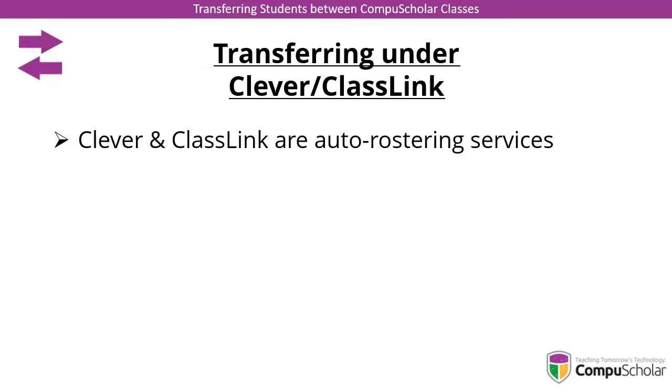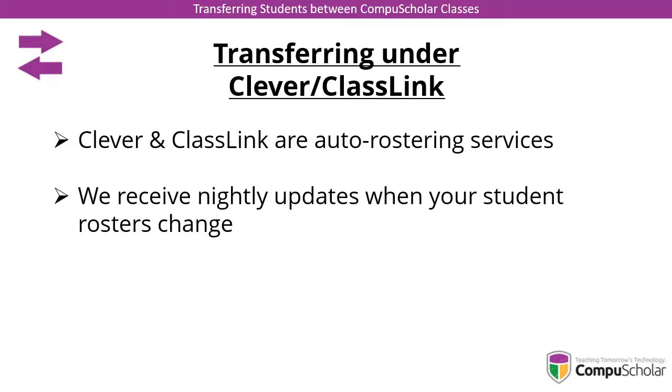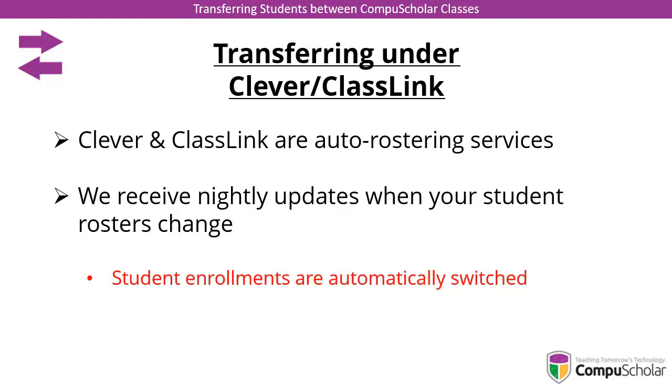Now, some of you are using Clever or ClassLink for auto-rostering. This means that you're a Clever or a ClassLink district, and we will receive nightly updates when your student rosters change. So in your student information system, when a student moves from period A to period B, that information will be percolated to us on a nightly basis. And then the magic of the integration is that those student enrollments are automatically switched over. So again, there's nothing you need to do here. There's nothing we need to do manually. It should all happen automatically: the students will transfer between classes when those updates are made in your SIS. So again, this scenario is actually pretty easy.